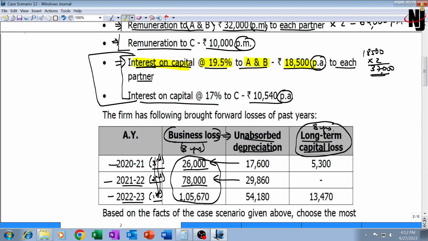19.5% to A and B, 18,500 per annum. Actual amount is 37,000 because it is 18,500 to each partner. And interest on capital to partner C is at the rate of 17%, 10,540. So let's calculate for A and B first. So allowable amount will be 37,000 at the rate of 19.5%. And this is authorized by partnership deed. So actually paid is 37,000, authorized by deed is also 37,000. What will ultimately be allowed will be 12%.